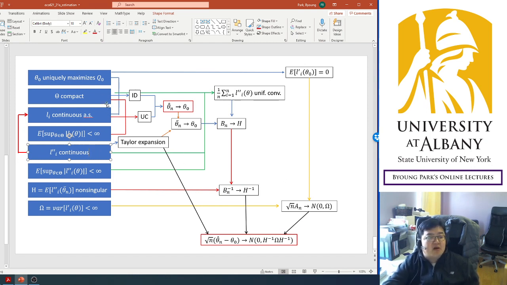Then from 1 to 3, you have the ID condition, which was used for consistency, and for uniform convergence, 2, 3, 4 are required. So 2, 3, 4 imply uniform convergence of the criterion function. Then combining the ID condition and uniform convergence, we had consistency. Consistency was proved based on these two conditions, which are implied by these higher level conditions.